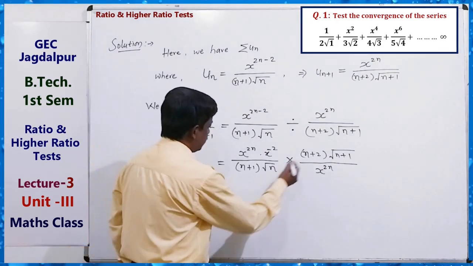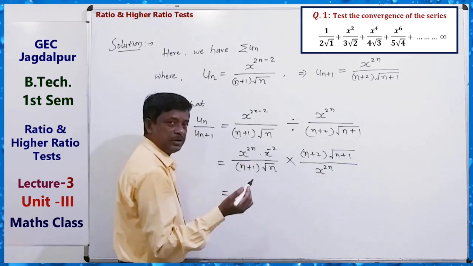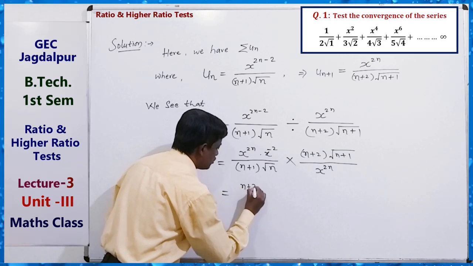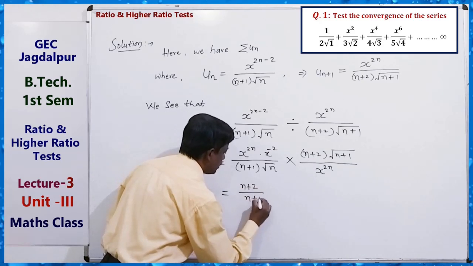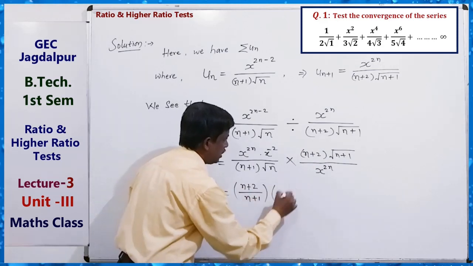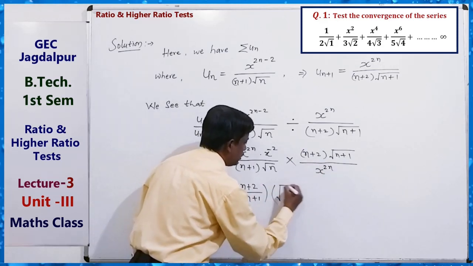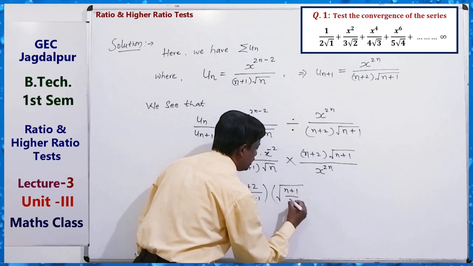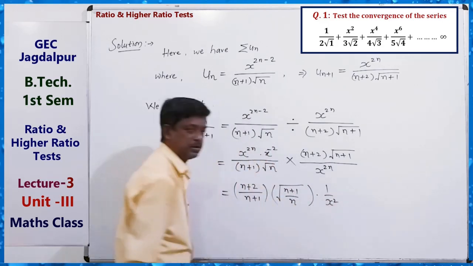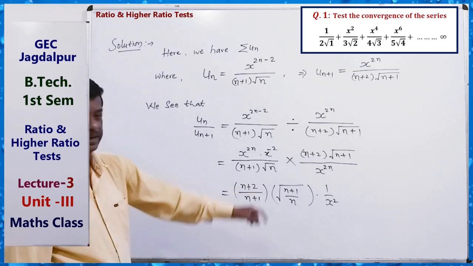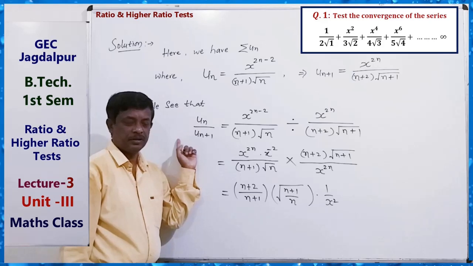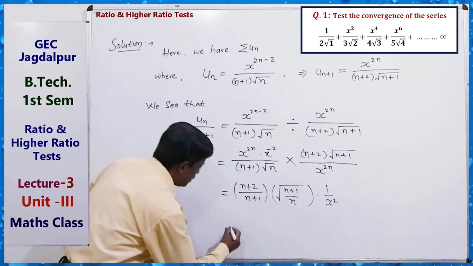Now what? x to the power 2n, x to the power 2n cancel, and here we get (n plus 2) upon (n plus 1), these two quantities with 1 plus root over (n plus 1) upon n, and 1 upon x square. We are getting this. Now our target is what? Finding its limit.